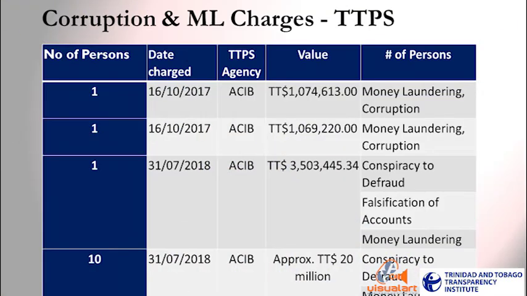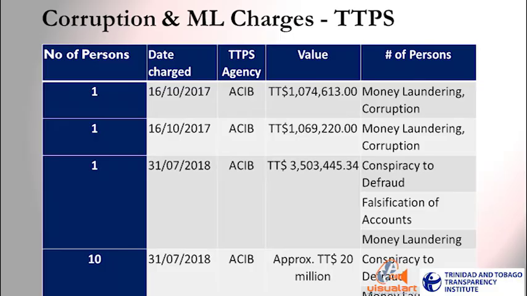So some level of effectiveness has been achieved between 2017 and 2018 in tackling corruption by the anti-corruption investigative branch of the TTPS. And so far, from 16th of October 2017 to 31st of July 2018, I think they need to update these stats, 13 persons have been charged for a total amount of approximately 26 million. Am I adding correctly? And it's conspiracy to defraud, falsification of accounts, money laundering. You won't see corruption there, because the offense in our law is an offense against the Prevention of Corruption Act. So it's not called corruption as an offense.